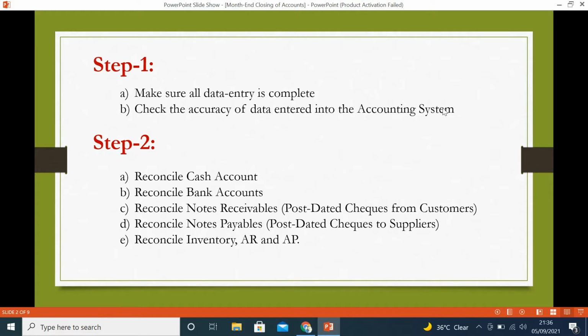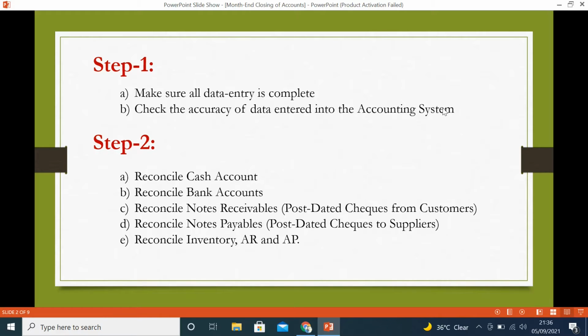Then we need to reconcile the notes payable. It is the post-dated checks what we have issued to our suppliers. So the balance what it is showing unpaid checks in our general ledger, it should be exactly matching with the checks what actually not paid.